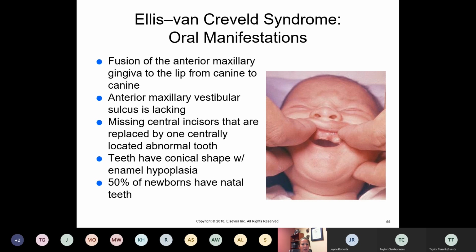We often see missing central incisors that can be replaced, when their teeth come in, with one centrally located abnormal tooth. The teeth typically have a conical shape and exhibit enamel hypoplasia. And 50% of these babies are born with natal teeth, so that means they're born with teeth. That's another thing that we might see with this condition.